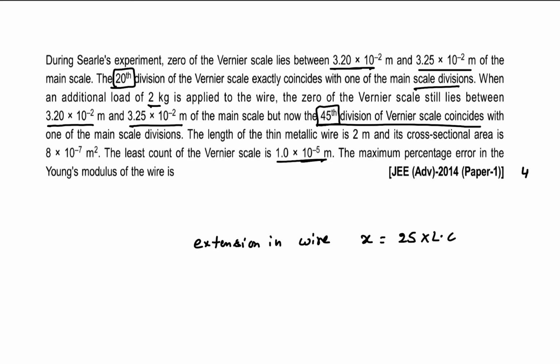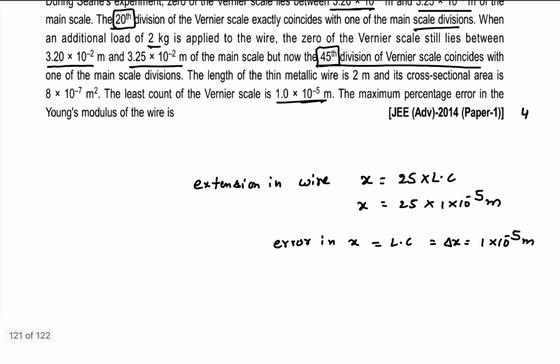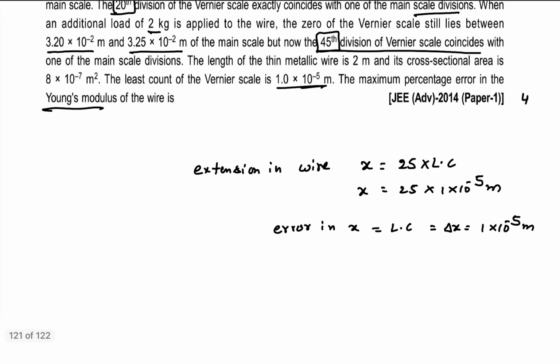What is the least count value? They have given that it is 1 into 10 to the power of minus 5 meters, so x is 25 into 1 into 10 to the power of minus 5 meters. Error in x is the least count only, that is delta x, 1 into 10 to the power of minus 5 meters. Maximum percentage error in Young's modulus they are asking.